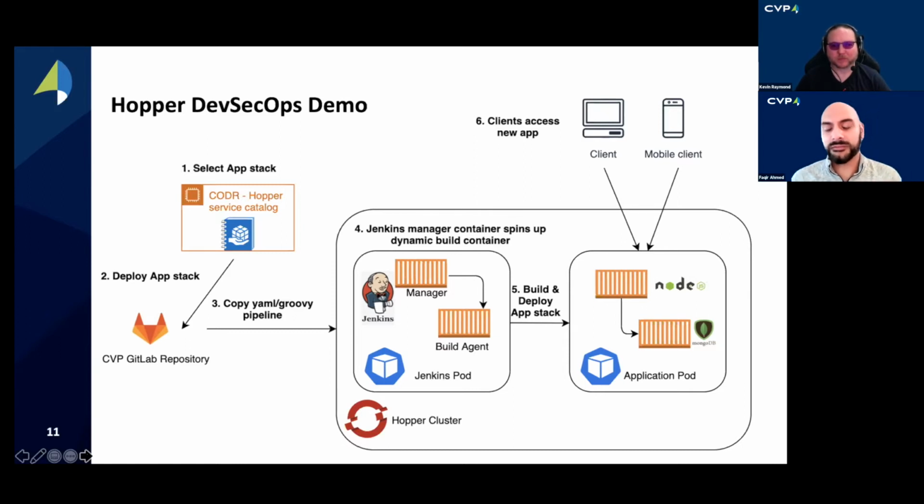So in this case, we have a Node Mongo basic application. And what Kevin is going to show is our service catalog. And when you deploy it through our service catalog, it's really getting all the Jenkins Groovy pipeline scripts and some YAML scripts to help deploy that and integrate into the Kubernetes cluster, which is Hopper. And then the Jenkins manager, which is always running, will spin up a dynamic build agent. We'll see that get spun up and destroyed, and that's going to build and deploy the stack.